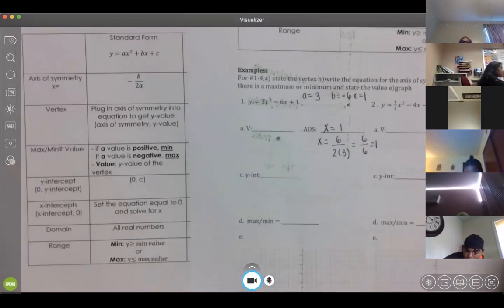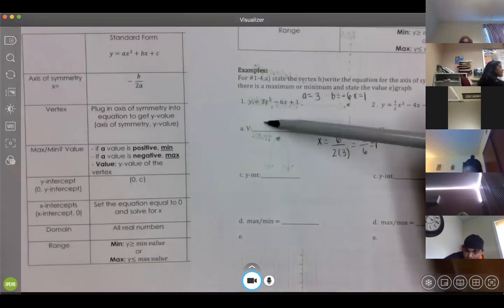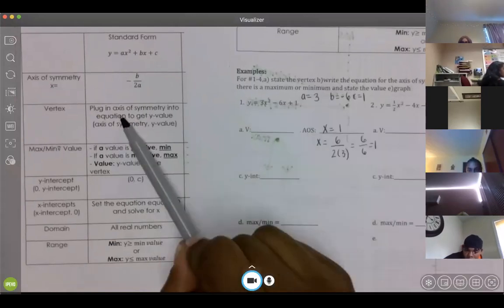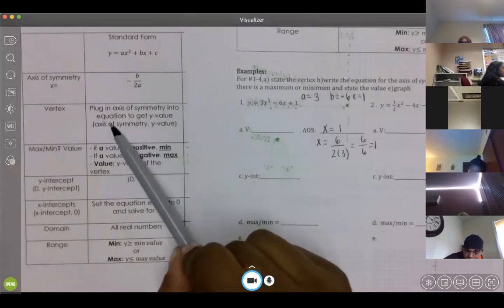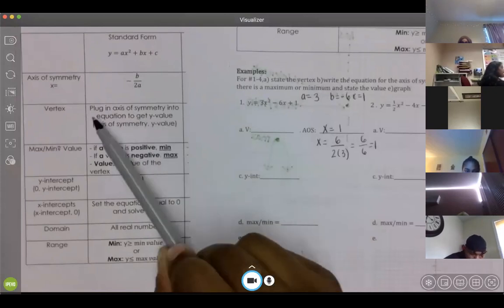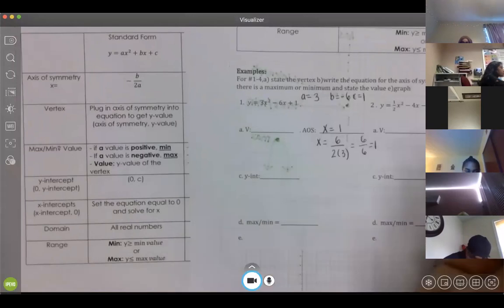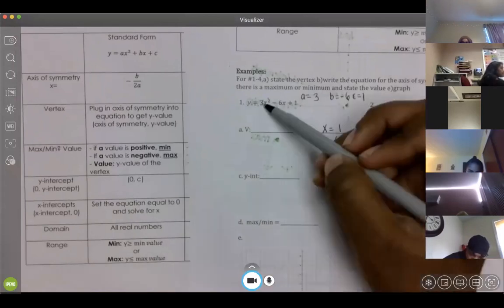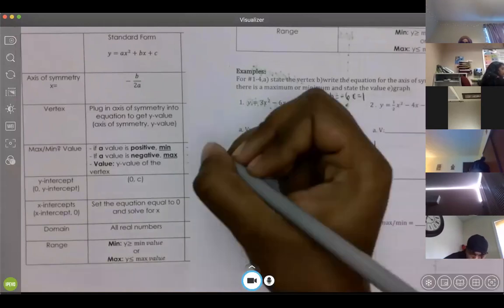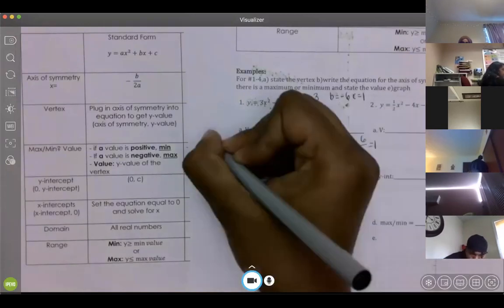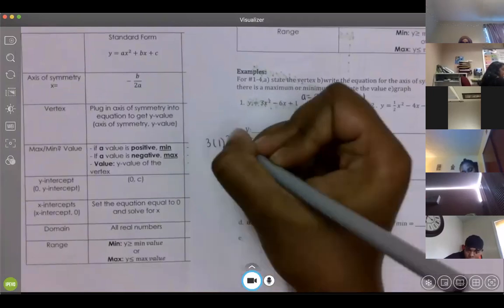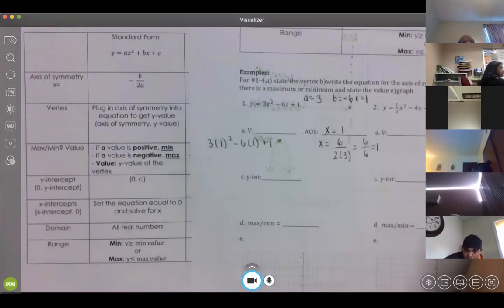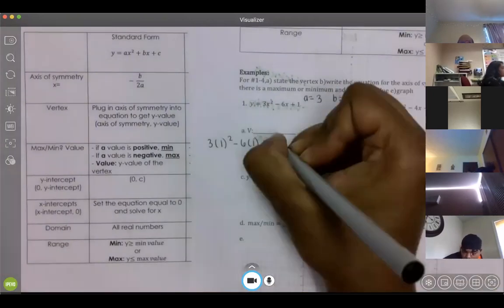The next thing we're going to find is the vertex. To find the vertex in standard form, you plug the axis of symmetry into the equation to get the y value. Your axis of symmetry is 1, so you plug it in for x to get your y value. So it's 3 times 1 squared minus 6 times 1 plus 1. Any questions about how we plug that in?